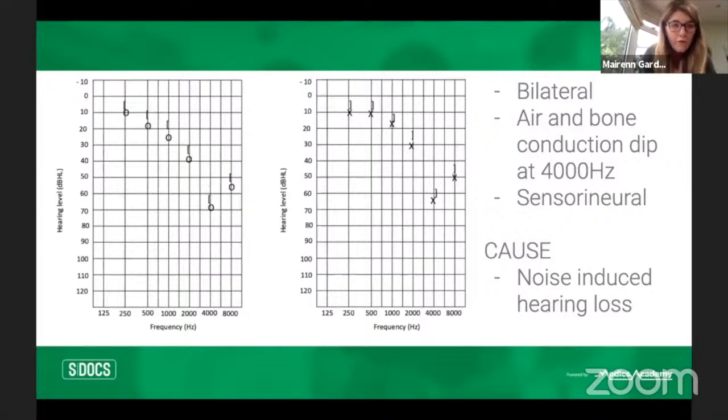This is indicative of noise-induced hearing loss. So often noise-induced hearing loss is bilateral, and they'll have this dip. Again, another thing that's just really useful to remember, because it might come up and it's quite easy to be examined on.